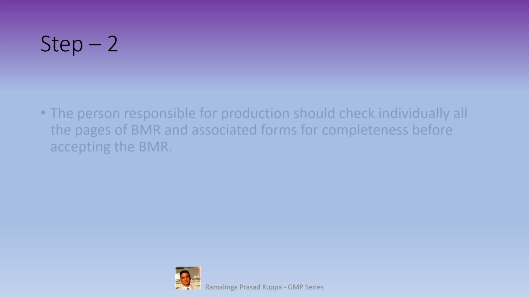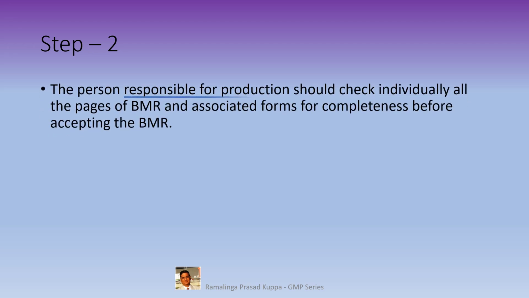Step 2. The person responsible for production should check individually all the pages of BMR and associated forms for completeness before accepting the BMR. The person receiving the BMR and associated forms should check whether all pages of BMR and associated forms are available as a whole document. The person receiving should check every page of the BMR for correctness before accepting it.